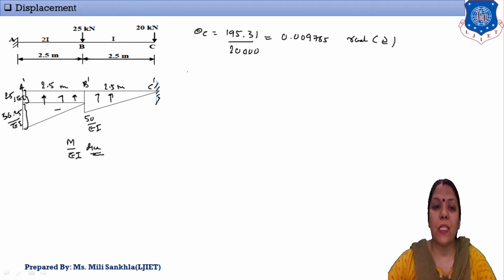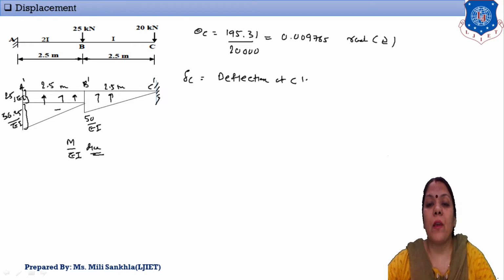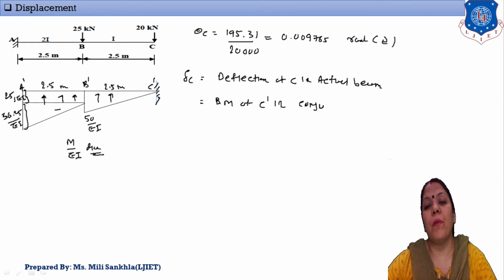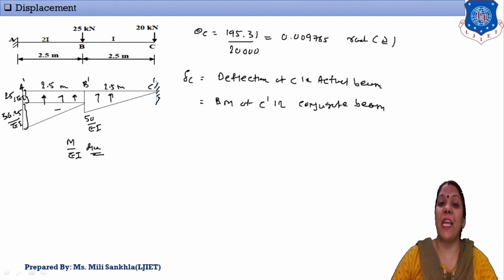Now we find out del C. So write here del C is equal to the deflection at C in the actual beam, which is equal to the bending moment at C dash in the conjugate beam. Now we find out the bending moment, that means area into CG.